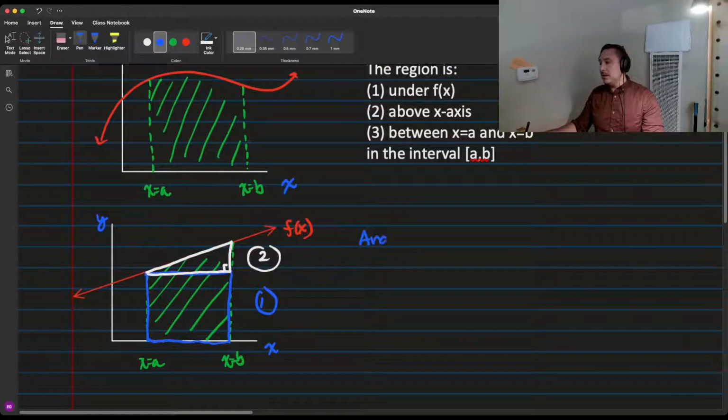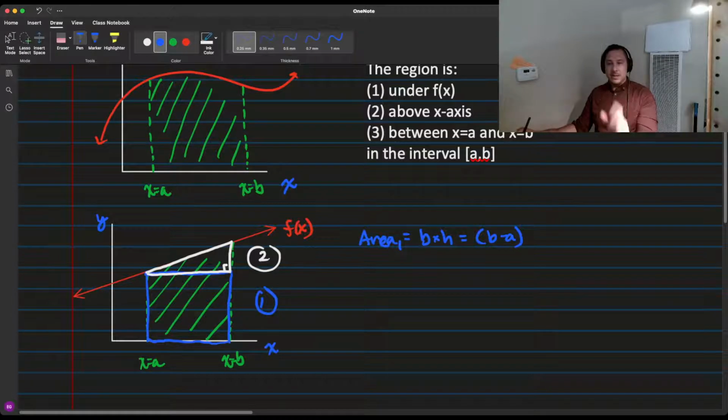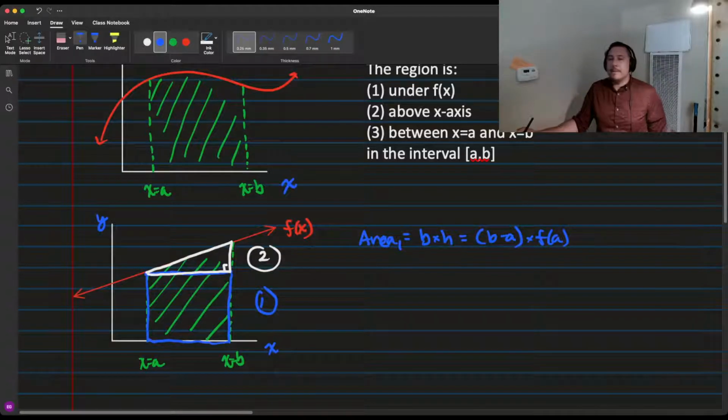The area of 1, because it's a rectangle, that's just going to be the base times the height. The base is just b minus a. The distance between a and b is b minus a. And then the height would be determined by f of a. So why did I put parentheses? Yeah. That's for a triangle. I'm talking about 1, which is a rectangle. But good catch if it was the other one.